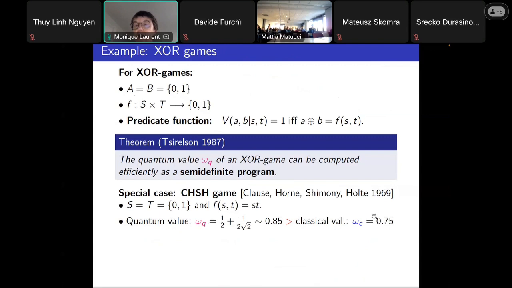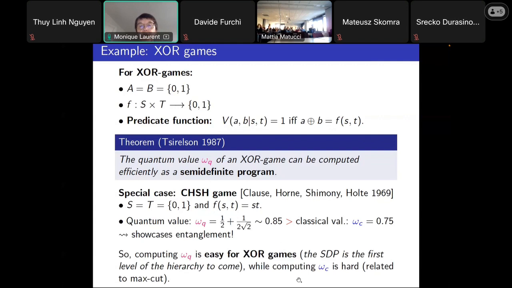And the classical value here amounts roughly to computing a max cut of a certain associated bipartite graph. So we see that there is a separation between classical and quantum value. And that's nice because this shows the existence of entanglement. So there are quantum correlations which are not classical, which give a larger quantum value of the non-local game. So this showcases entanglement.